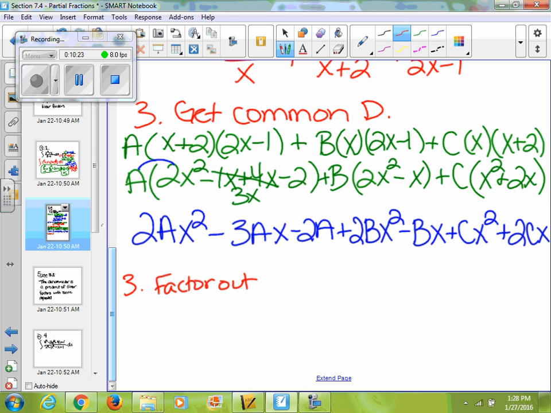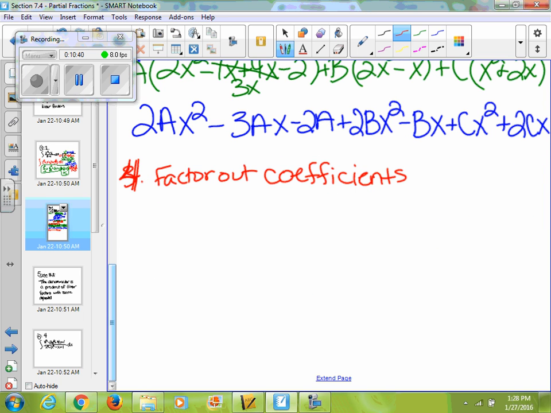Step 4, factor out your common coefficients. So, if I look here, I have an x squared there, and an x squared here, and an x squared here. So if I factor out my common coefficients, I have a 2a, plus 2b, plus c, all times x squared.